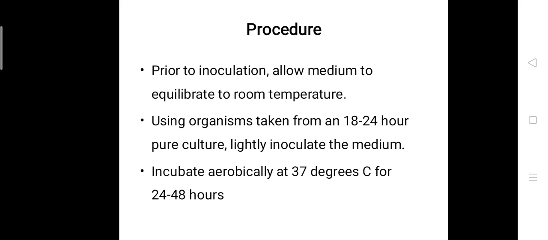Now after that, with the help of a sterile inoculating loop, we have to take the organism from an 18 to 24 hour pure culture and inoculate it into the medium, after which we are going to incubate aerobically at 37 degrees centigrade for 24 to 48 hours in ambient air.